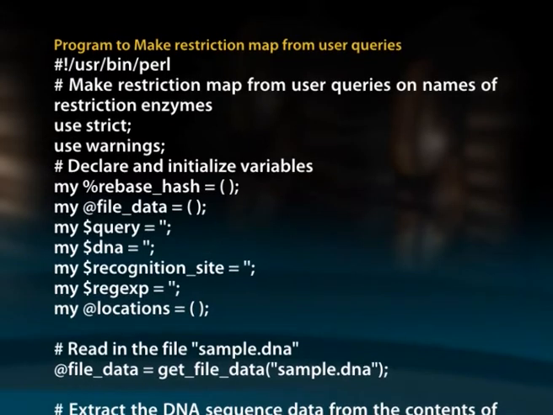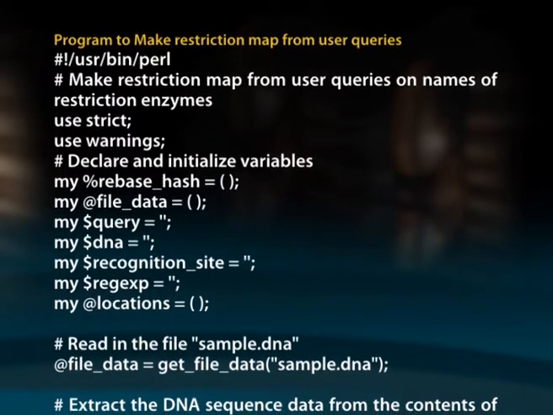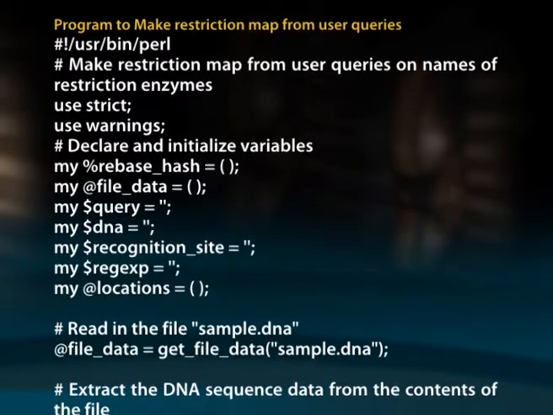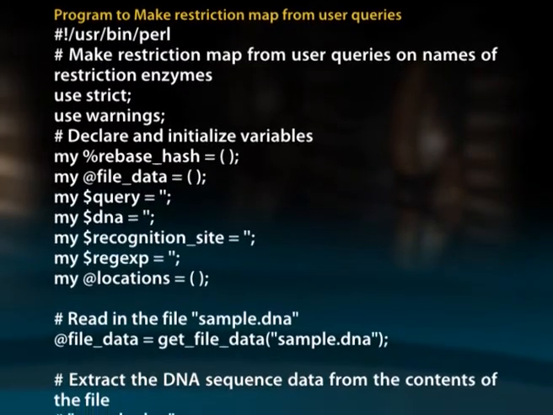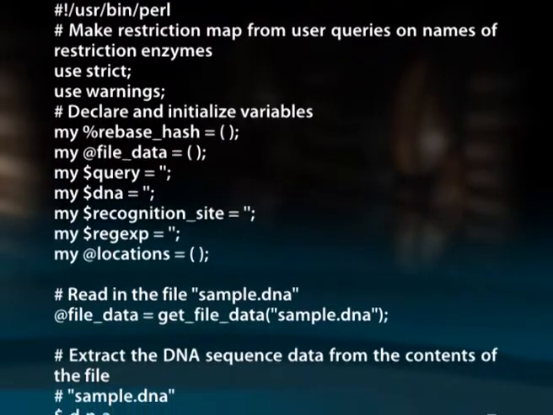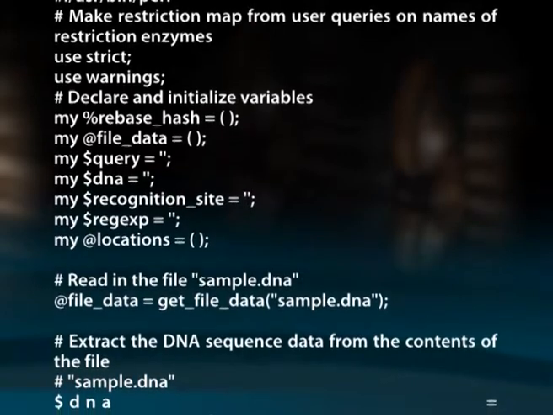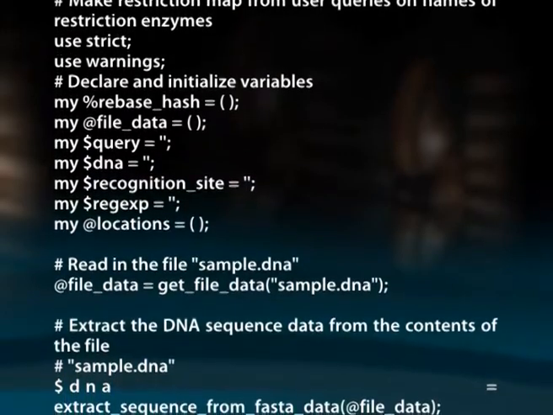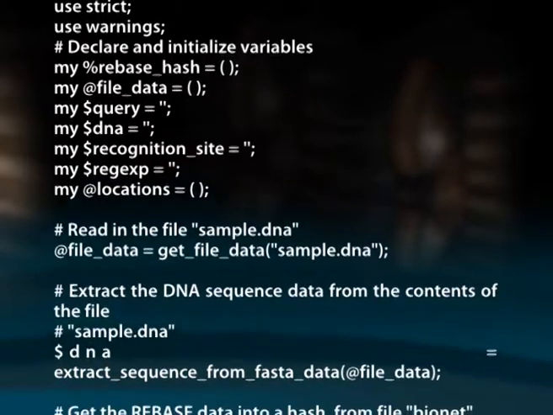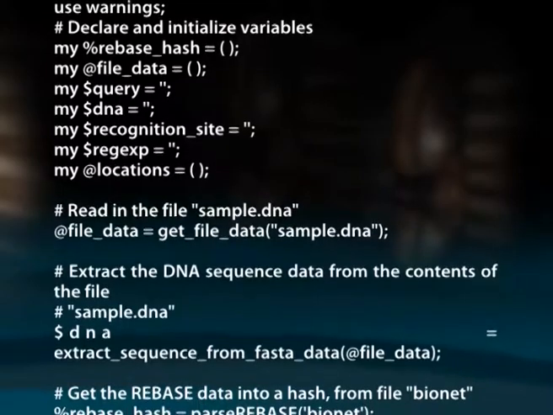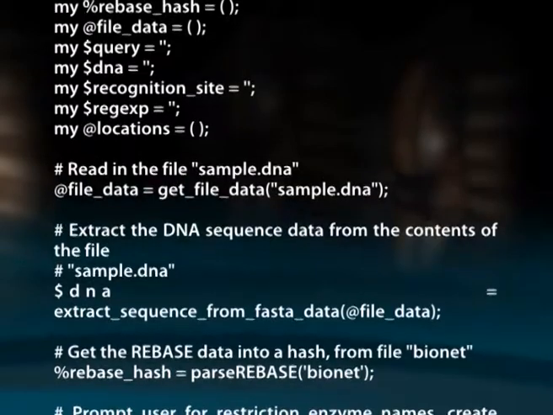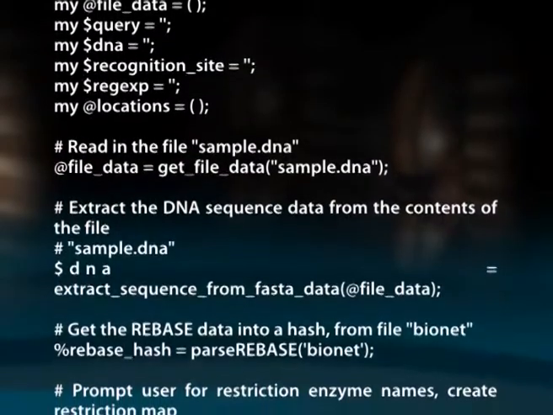Then read the file sample.dna. The statement will look like file data equals get file data with argument sample.dna. Extract the DNA sequence data from the contents of the file sample.dna. Then DNA equals extract sequence from FASTA data of file data. Get the rebase data into a hash from the file BI-102. For this we use the statement rebase hash equals parse rebase of BI-102.